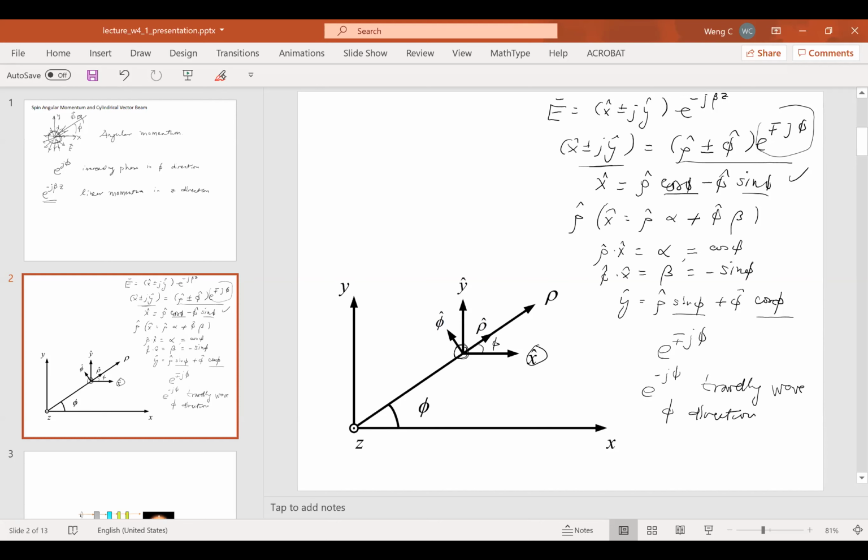Another way to look at it is that you can think of this wave, e to the j phi, as e to the minus j k phi phi. So this expression makes it look like a traveling wave. But what you're actually doing is defining k phi to be 1 over rho, and then your phi is rho phi.